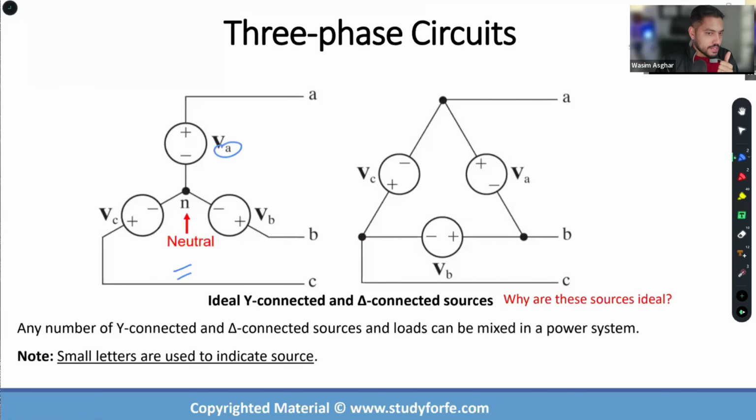So what we see on the left-hand side is a Y-connected source. VA represents phase A to neutral, phase A to ground, phase A voltage on the source side.